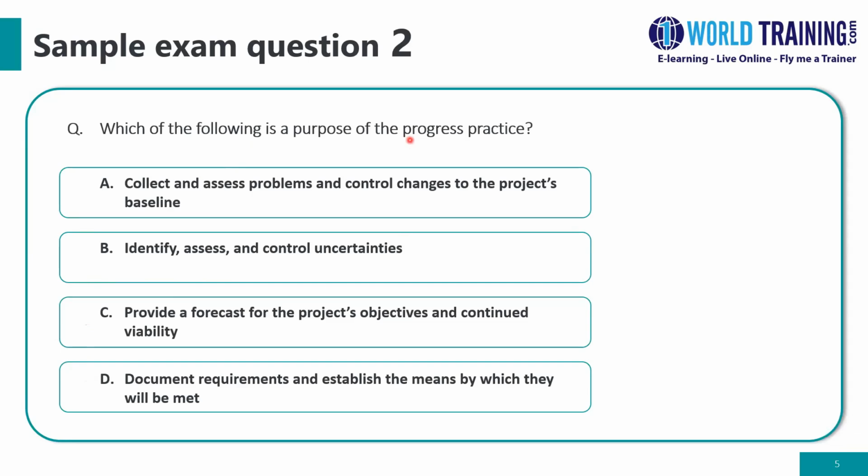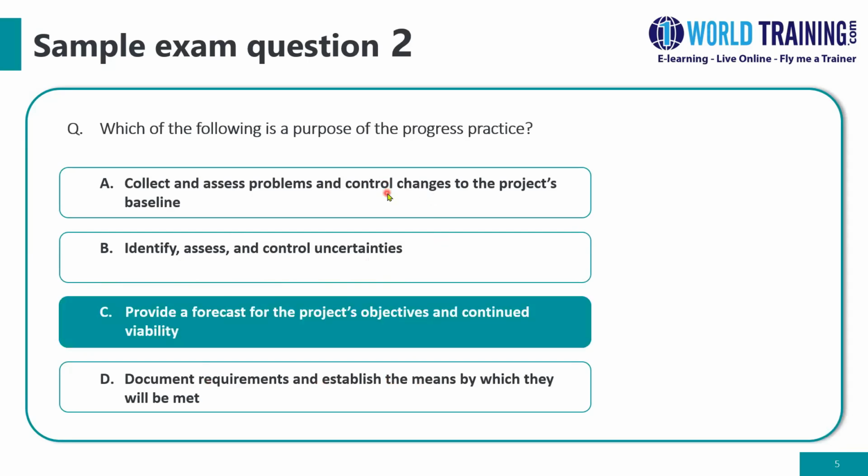And let's take a quick look at which one could be the possible answer. In choice A, we see the words changes and problems. It's going to be the issues practice. Choice B has the word uncertainties. That will be the risk practice. C has the forecast, etc. So that is most likely to be the progress practice purpose. And last one, the means by which requirements will be met. This is more of the quality practice. Therefore, C should be correct.